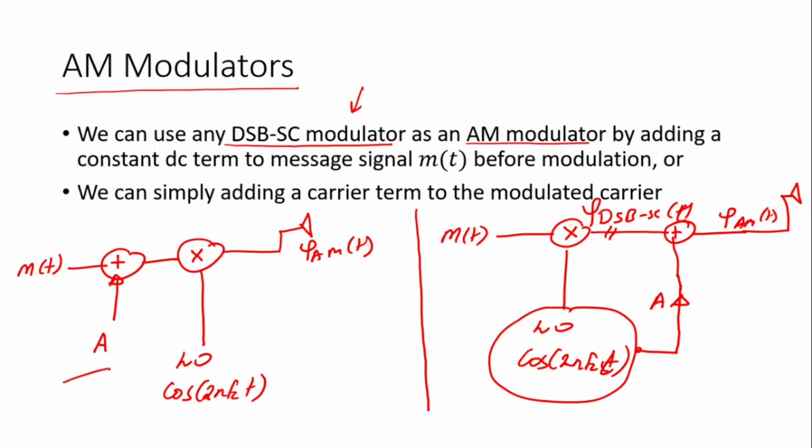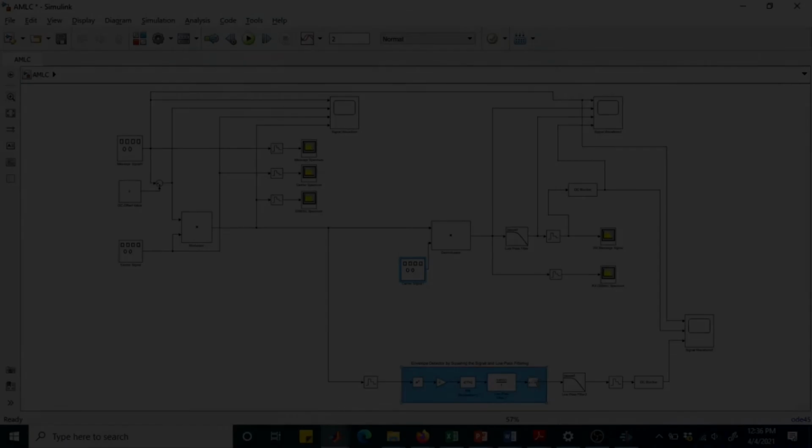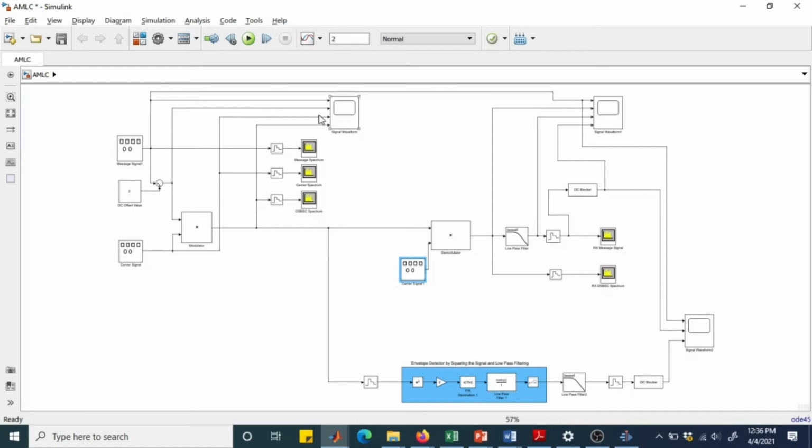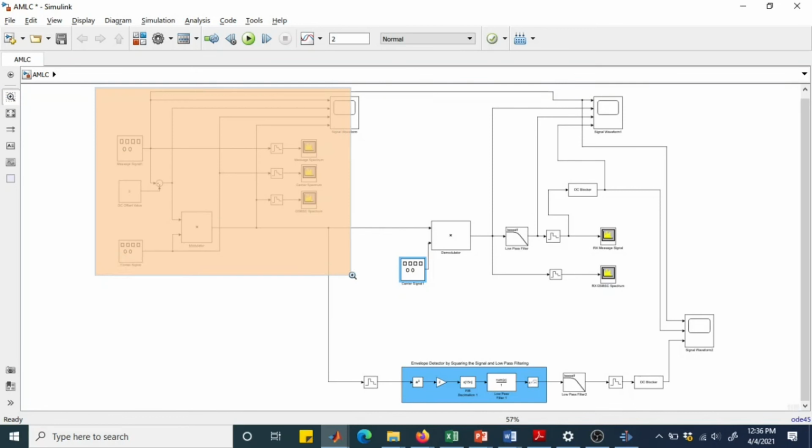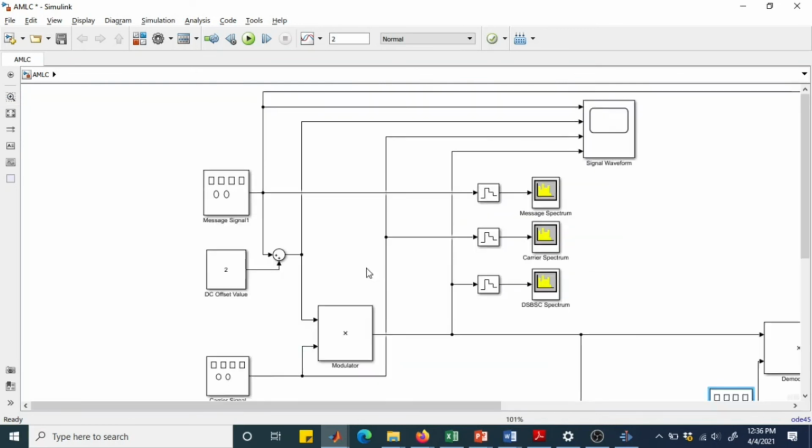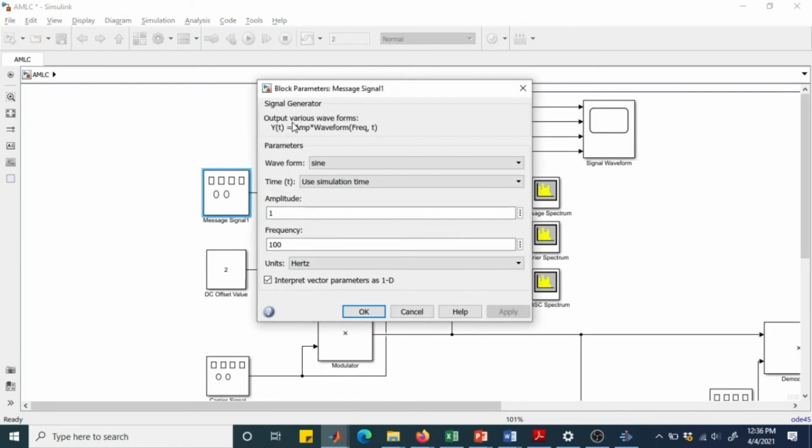We can give a DC offset at the message signal, or we can have the carrier added to the message signal after passing through the modulator. Now let us visualize the first type of modulator, which is simulated over here, and herein we have a message signal. This is m of t, and I have used a signal generator block which can be found in the library browser over here.